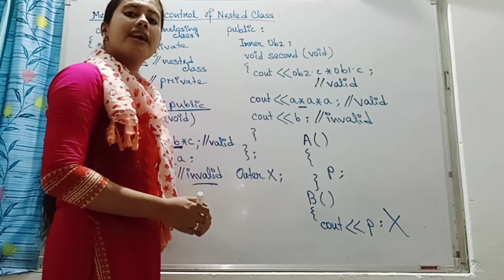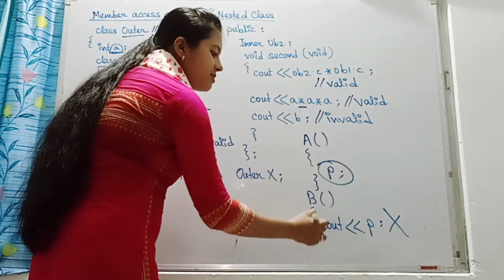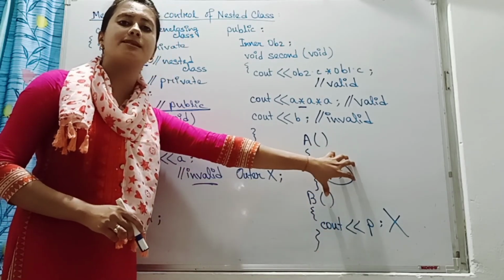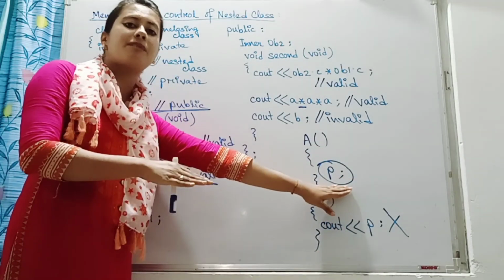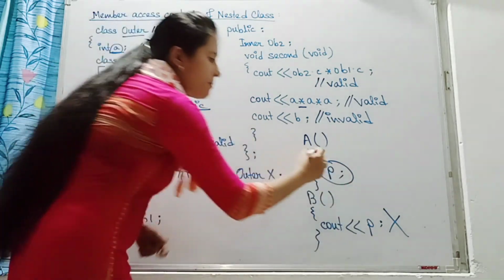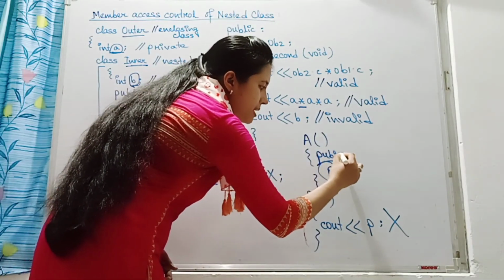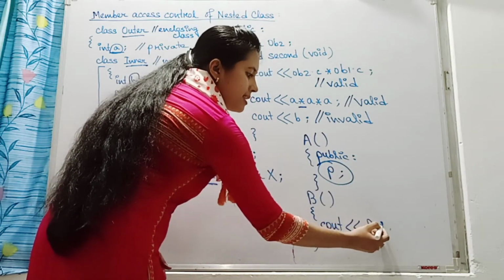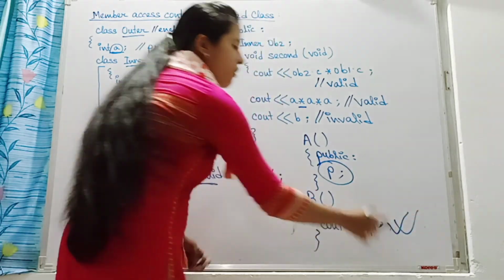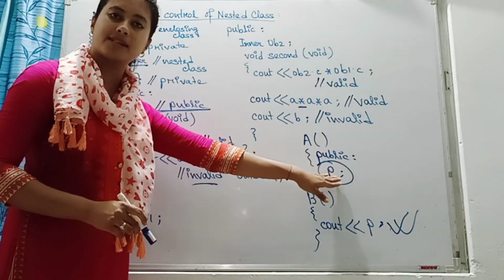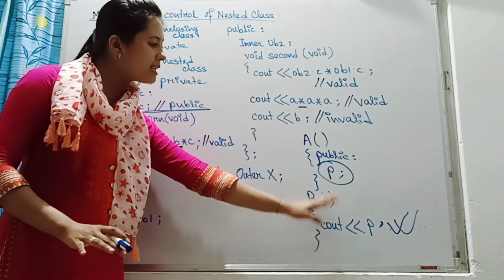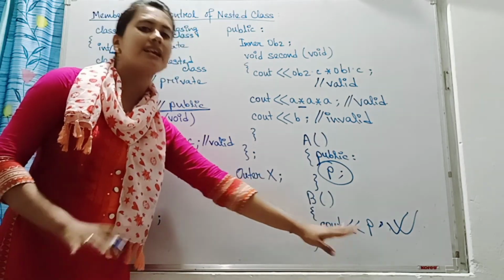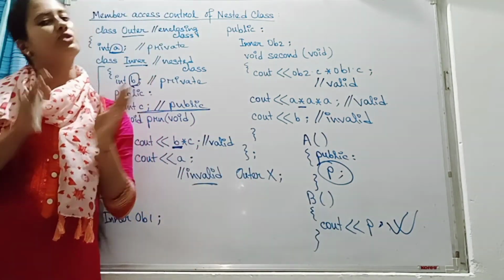Because P is defined under A, and it is private, and private means it is hidden from the outside world. So how can B access this P? If P was under the public section, and we use P in the B class, then it is okay. Then it will be valid because it is in the public section. Public means open to all. So B can easily access the public member. But if P is defined under the private section, then the B class cannot access this private member. So this you must remember.